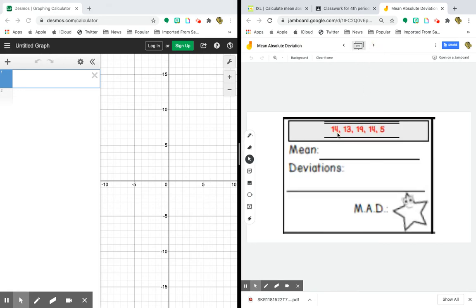In our first slide, we have 14, 13, 19, 14, and 5. We have 1, 2, 3, 4, 5 numbers. And so to get the mean, you have to add them up and divide by how many you have.